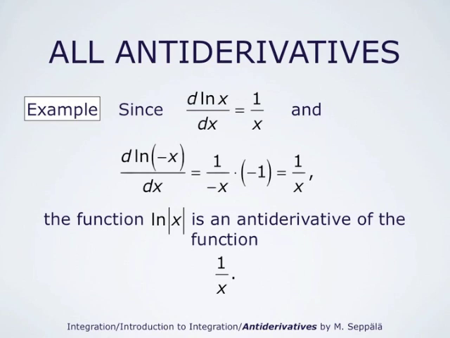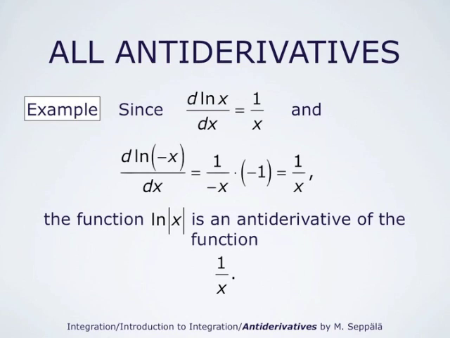We have that the derivative of log of x, natural logarithm of x, is 1 divided by x. But this is defined only if x is positive. For negative values of x, we may consider log of negative x. Log of negative x is a function whose derivative is 1 divided by minus x times the derivative of minus x, which is minus 1. So the derivative of ln of minus x is 1 divided by minus x times minus 1. The minus signs cancel out. It is just 1 divided by x.